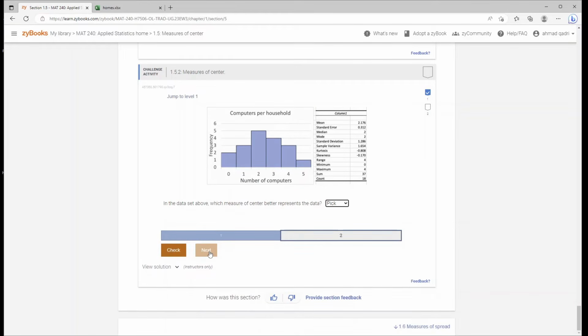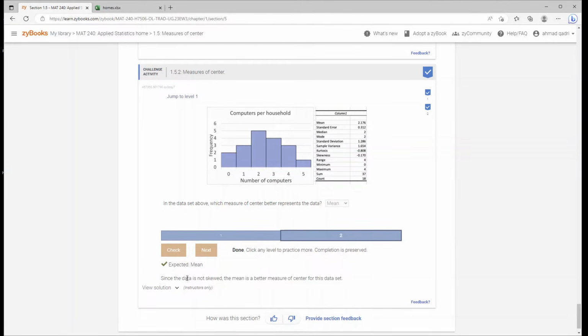The next question is, in the data set above, which measure of center better represents the data. And the choices are mean, median, or neither. Now, here you can see that the distribution is approximately normal. It's not skewed. And so therefore, the mean can be used to represent this data distribution. And so that is the correct response. If this distribution was skewed, then we would prefer median to represent the center.